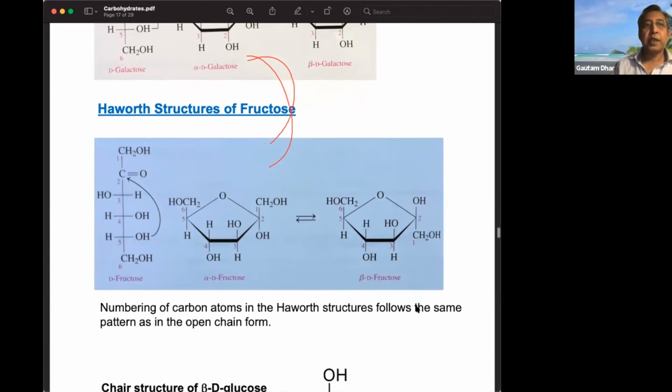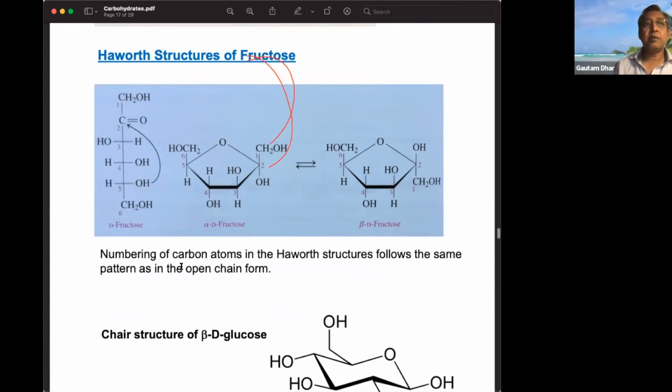The numbering of carbon atoms in the Haworth structure follows the same pattern as the pentagon. So always start with the first, and you are keeping the numbering the same. So 1 is still the CH2OH.